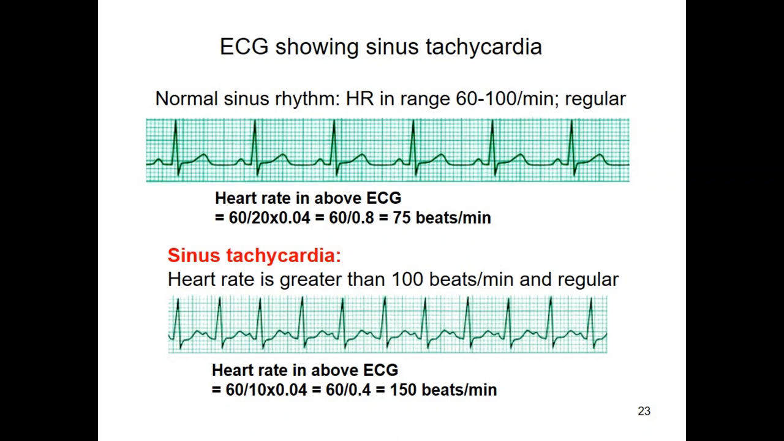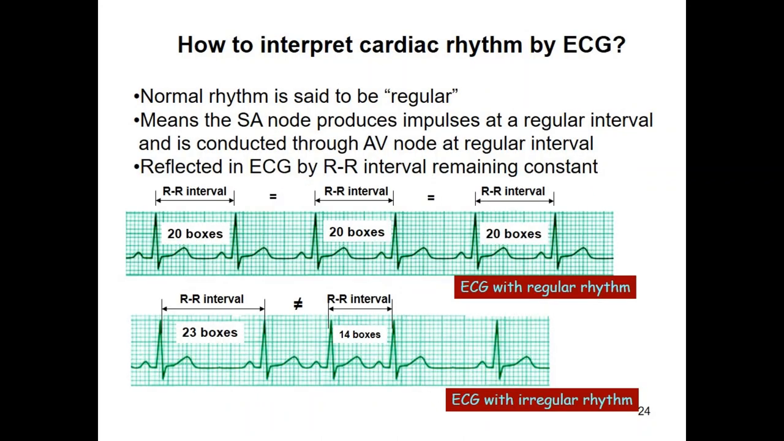How to interpret cardiac rhythm? Rhythm means the spacing between the beats and the waves. Normal rhythm is said to be regular. What does it mean? The SA node produces impulse at a regular interval, conducted through the AV node at regular intervals. Ventricles are excited at regular intervals. So in the ECG, it is reflected as the regular RR interval, remaining constant, no change.